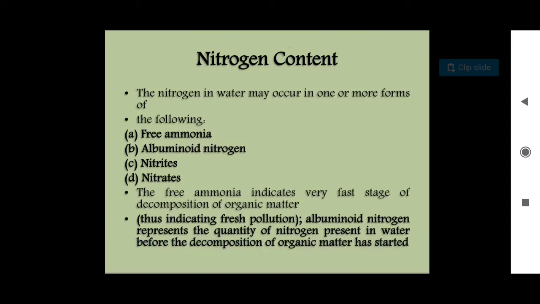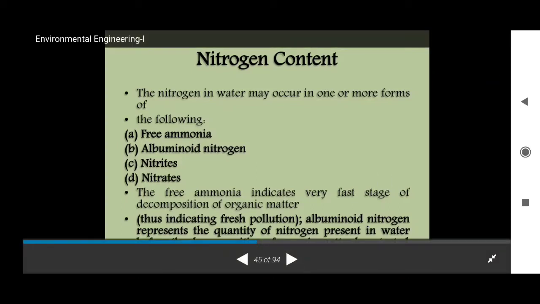Now nitrogen content, as we had discussed, the nitrogen in water may occur in one or more forms. It may be in the form of free ammonia, albuminoid nitrogen, nitrite, and it can also be in the form of nitrate. The free ammonia indicates the very first stage of decomposition of organic matter, right? When the organic matter decomposes, free ammonia is formed, producing a very foul smell, right? So whenever the decay of organic matter starts, the first thing that comes out of it is ammonia, which gives the foul smell.